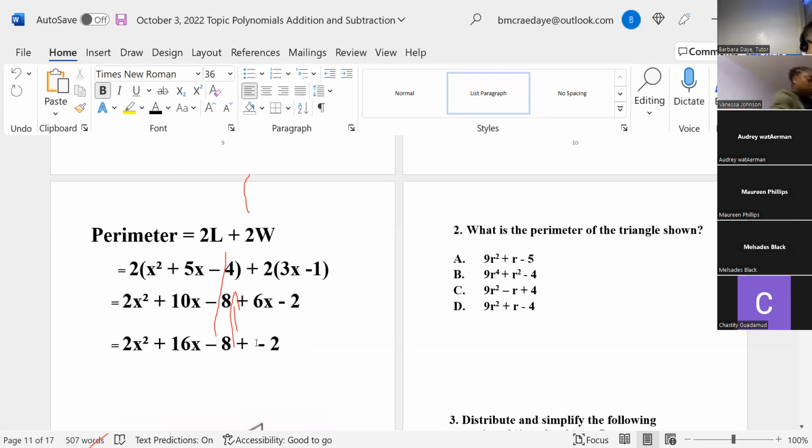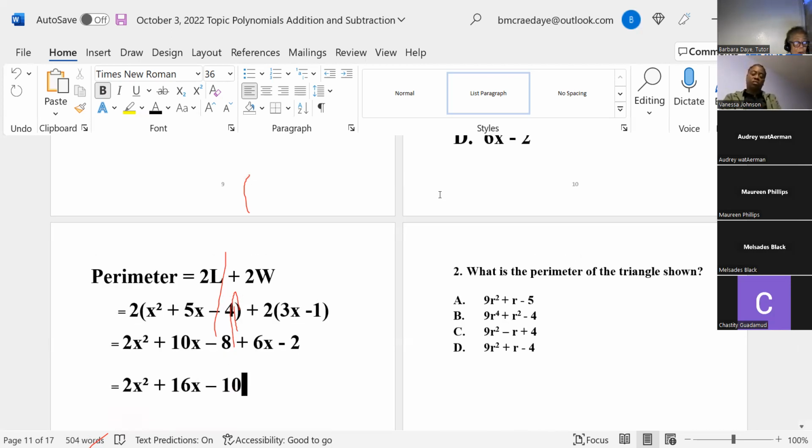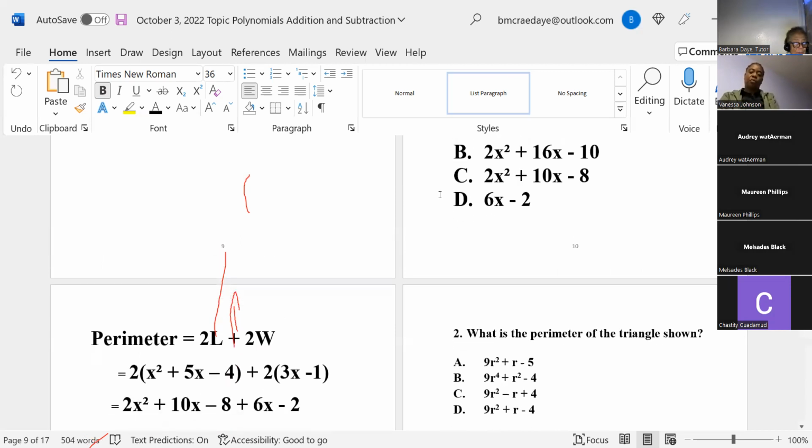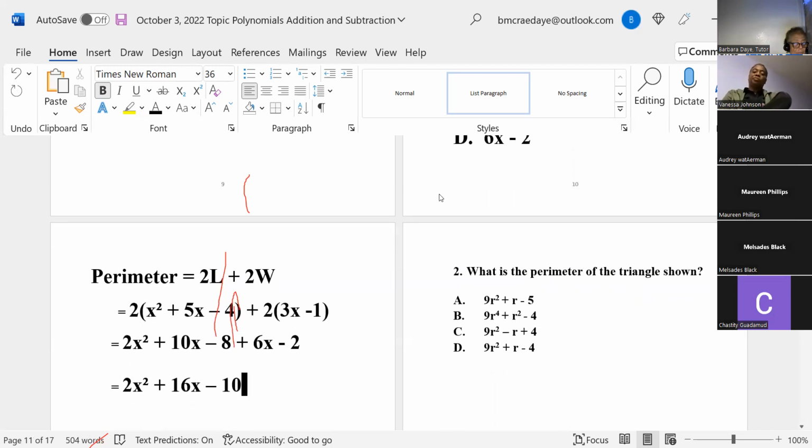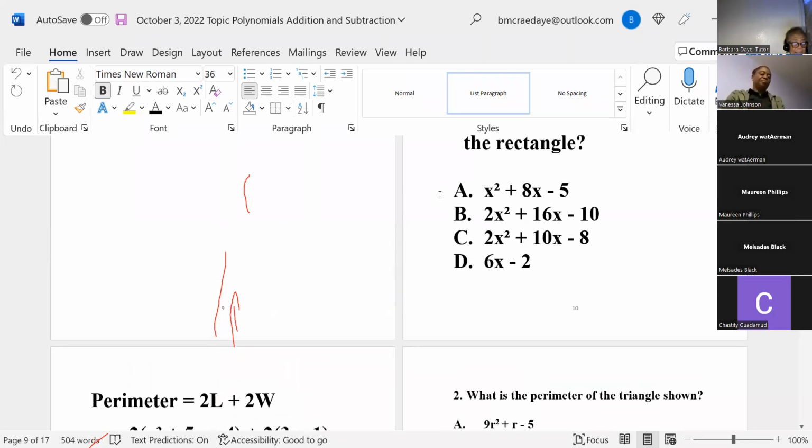Okay, now you have a -8 and a -2. What does that give you? Minus 10. Very good, -10. Okay, so let's put our 10 here. And does that match one of the answers? Where are your answers? You gotta scroll it back down to see. Here we go. Which answer is that? 2x squared plus 16x minus 10. That's B. B, there it is. I almost got it.